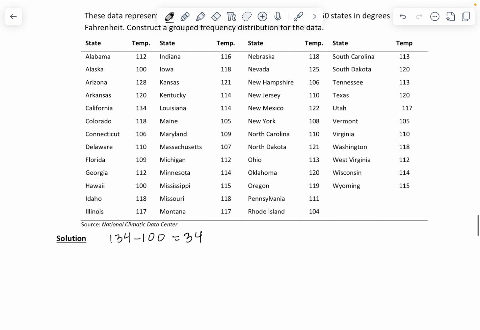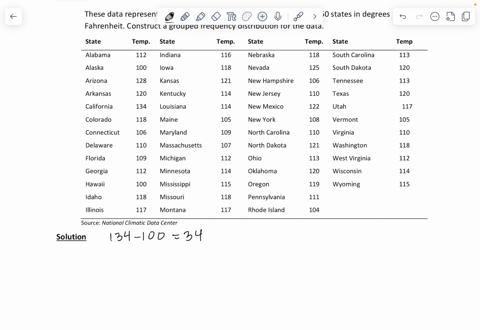Then we want to think about what range we want for each class. And again, there's more than one good answer to this, but a range of 5 degrees seems reasonable to me, right? Having each interval or each class covering a range of 5 degrees. So maybe we'll just use that and move forward with that.